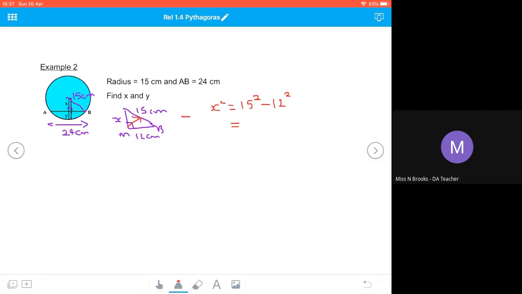81. And then I'm going to square root that 81 to get the value for x. And it's going to be 9, and my units are centimeters.